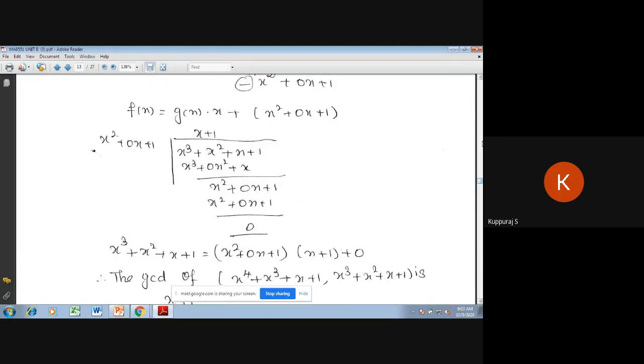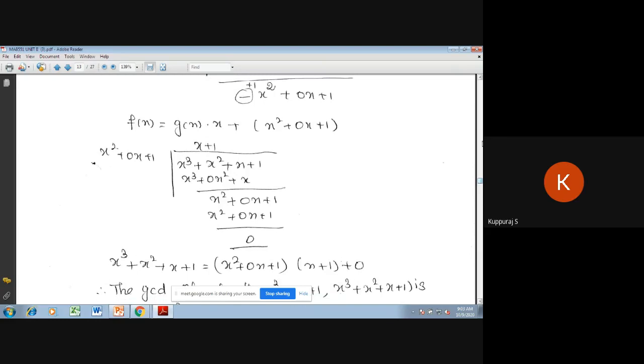Okay. X square plus 1 is the remainder of the first division. The second division is where the remainder is 0, and at that time we get the GCD. So obviously we can say that the GCD is the remainder of the first division.